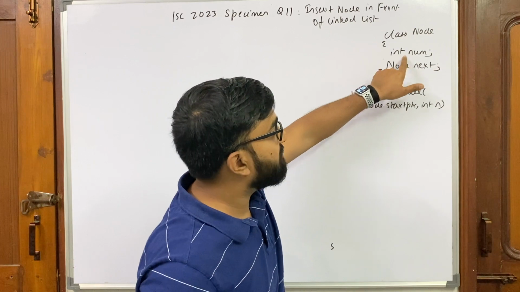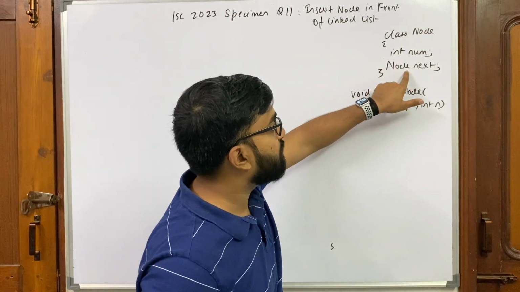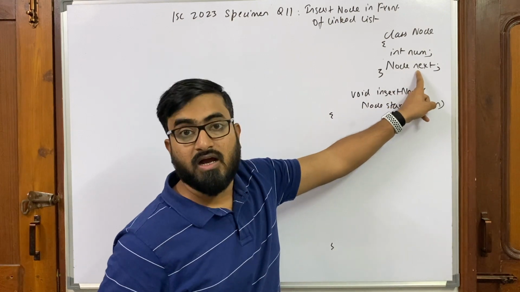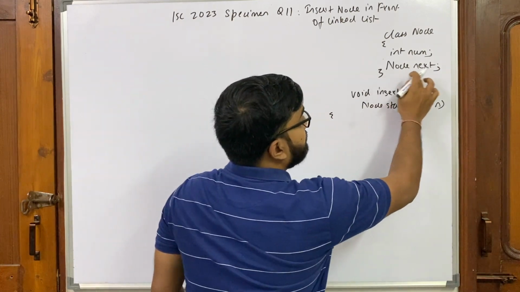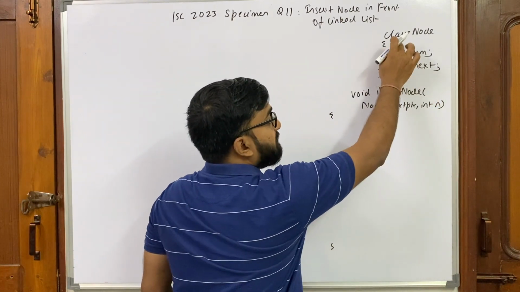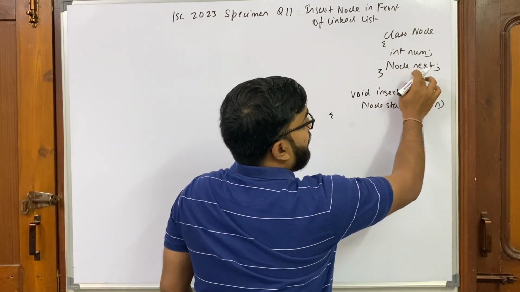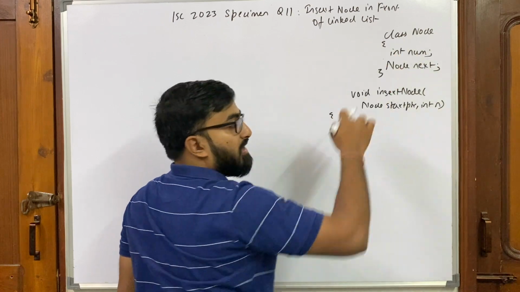It has an integer value which is the data in this node and a link to the next node. This basically makes this a node in the linked list. You need this variable because you need to connect this node to another object of type Node. That's why we have a variable of type Node in this class Node itself.